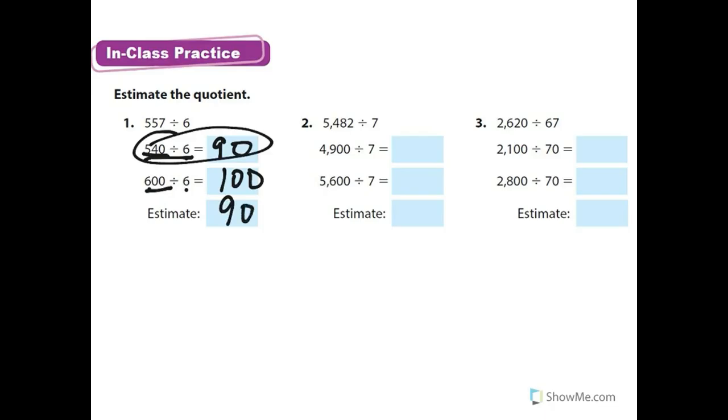All right, I am going to do number 2 with you, and then you can do number 3 on your own. All right, so 49 divided by 7 is 7 with 2 zeros. 56 divided by 7 is 8 with 2 zeros. Well, which one is closer? Yeah, the 5,600, so our estimate is 800. All right, go ahead, solve number 3 on your own, and then we'll go over it.